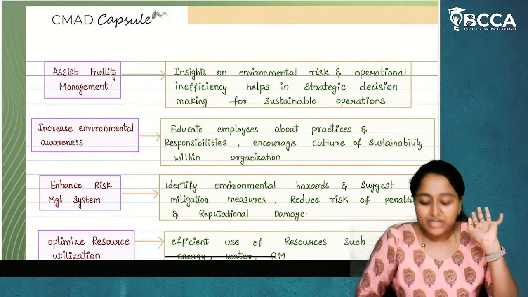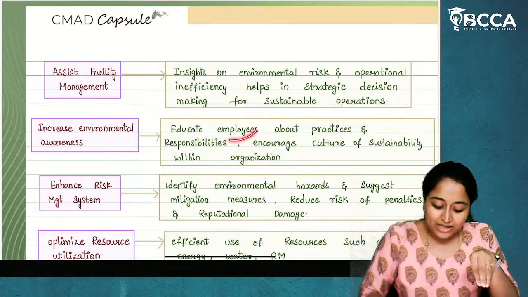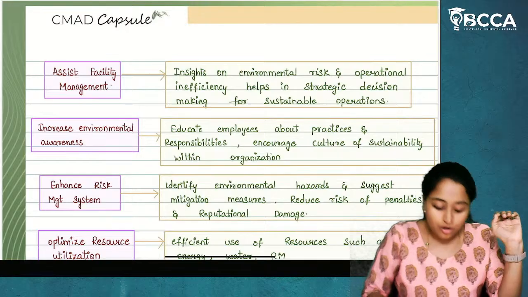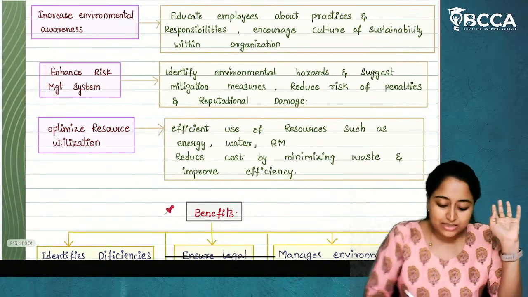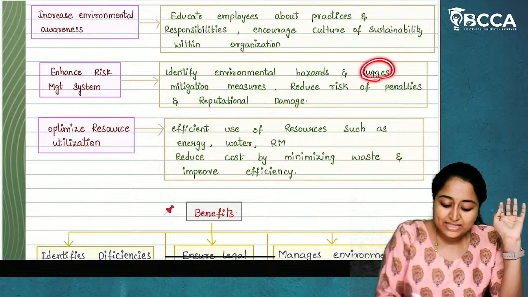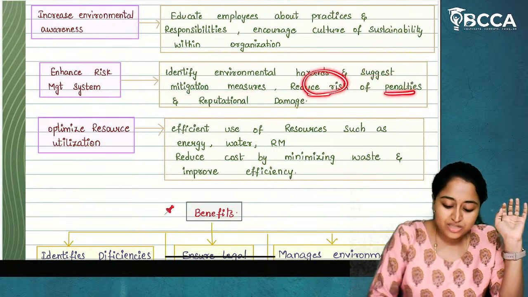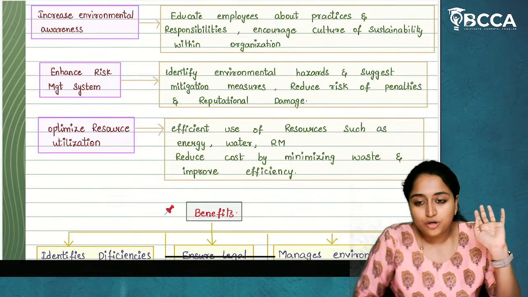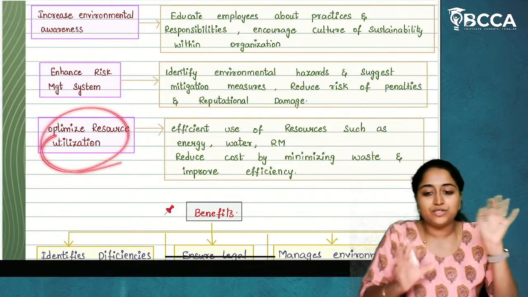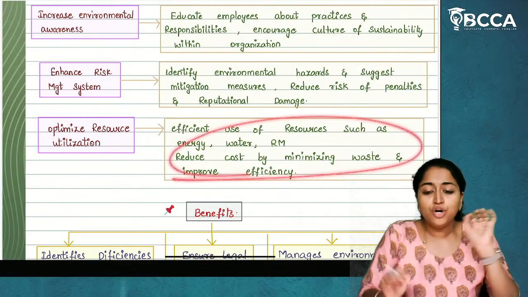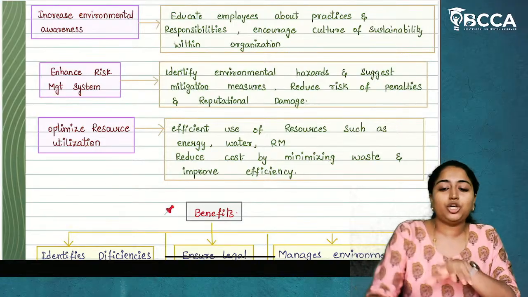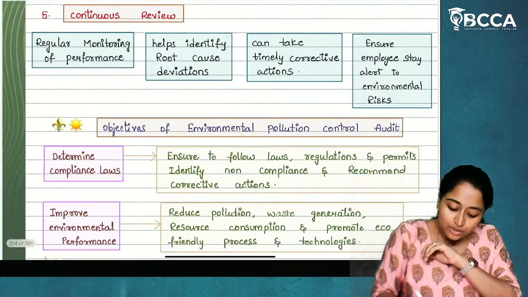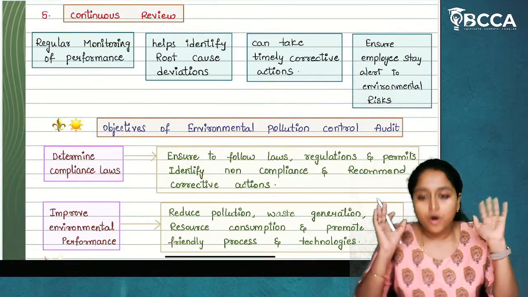Increase environmental awareness. Whether whoever working in the organization like employees, whether they are understanding about the environmental awareness or not. Enhance the risk management system. Identifies environmental hazards and suggests the mitigation measures. Reduce risk of penalties and reputational damage. Whether they are taking the risk assessment system or not, and optimize resource utilization. Whether they are trying to use the resources which are having impact on the environment in an optimal way or not. To assess all these, we are going for environmental pollution control audit.